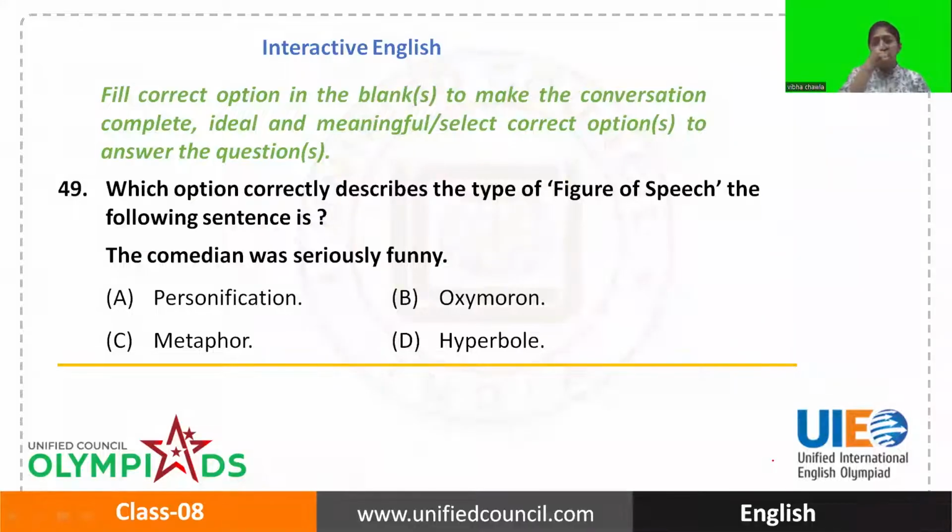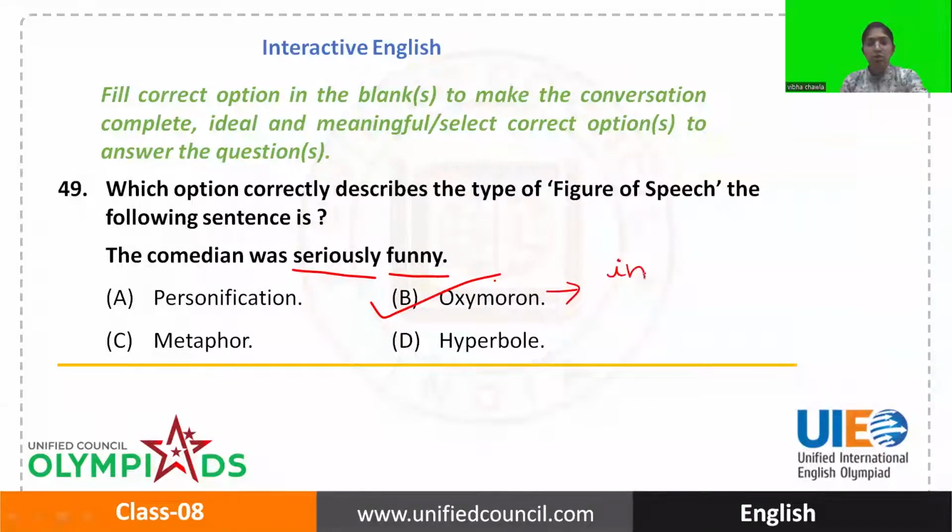Then we have the next one, question number 49. Which option correctly describes the type of figure of speech the following sentence is? The comedian was seriously funny. You see, seriously funny. These two words are contradictory terms basically, right? So, it's an oxymoron. An oxymoron is a figure of speech in which apparently contradictory terms appear in conjunction.